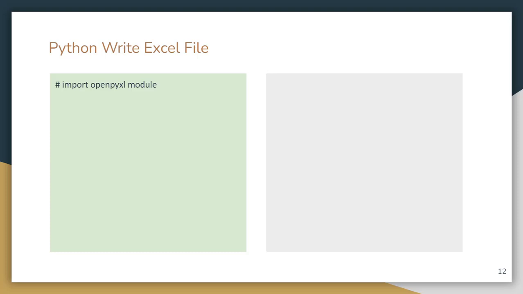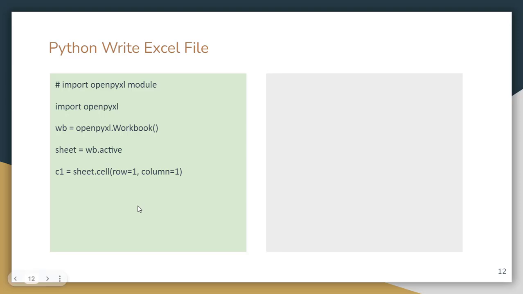Now I am going to write something in Excel. Again, you have to import the openpyxl module, then write wb = openpyxl.Workbook(). This creates a workbook. sheet = wb.active, to activate the sheet of the current Excel file. c1 = sheet.cell(row=1, column=1). Using this command, you can create an object for first row, first column.